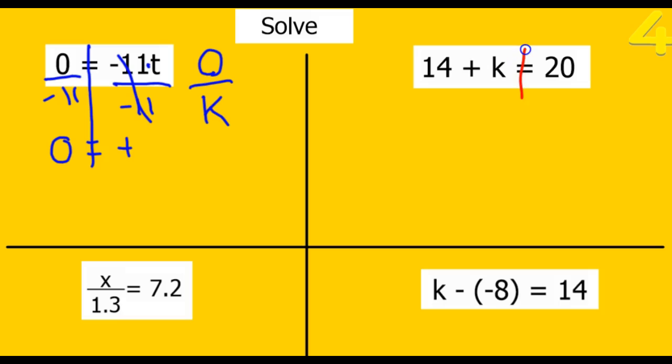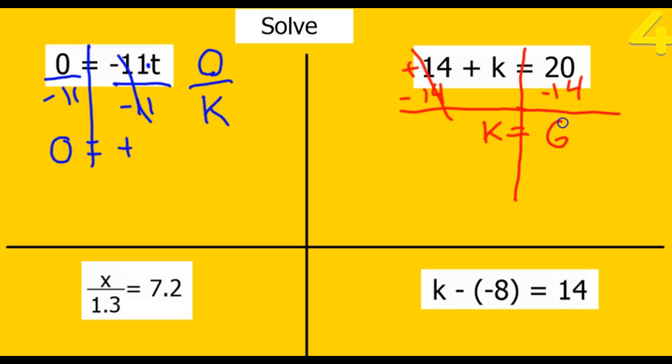Okay, over here, we've got to draw our balance line. Now this 14 is positive, so I need to do the opposite of that. So I need to subtract 14. And subtract 14 from this side, because what we do on one side, we have to do to the other. We get k equals 20 minus 14, and that gives us 6.